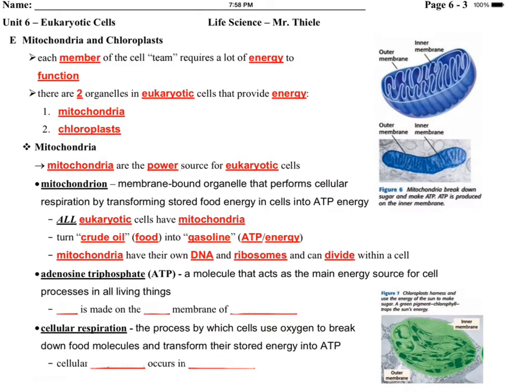It is a molecule that acts as the main energy source for cell processes in all living things, and it is a modified nucleotide. We looked at the structure of ATP a little bit in our organic molecule chapter, but it is made on the inner membrane of the mitochondria.